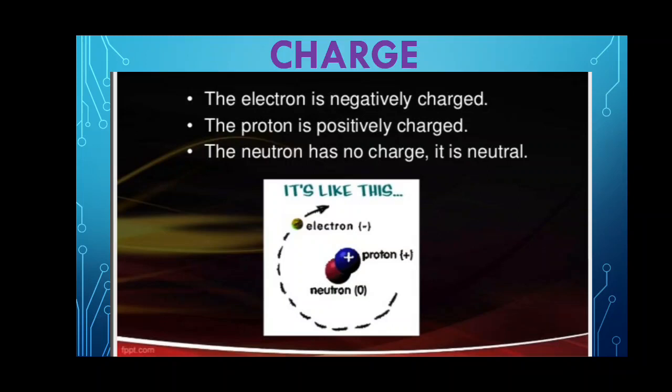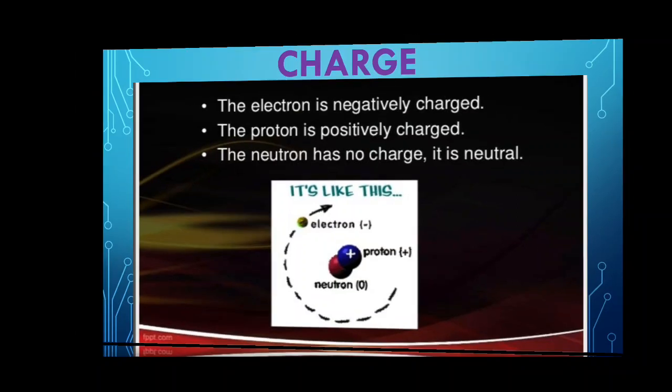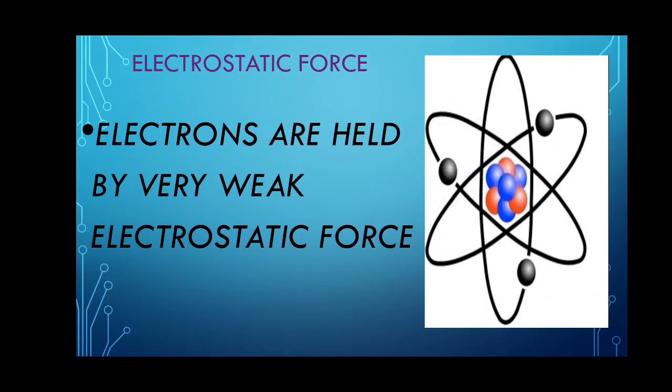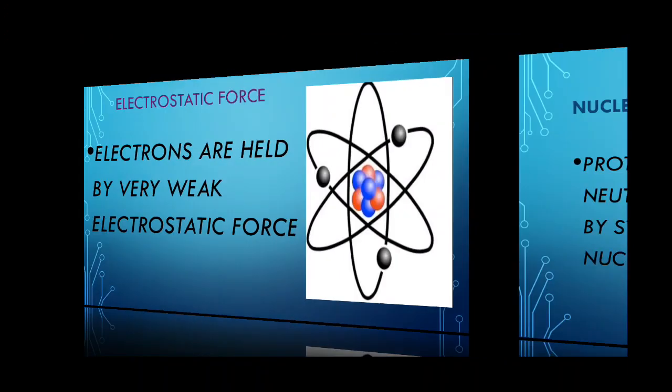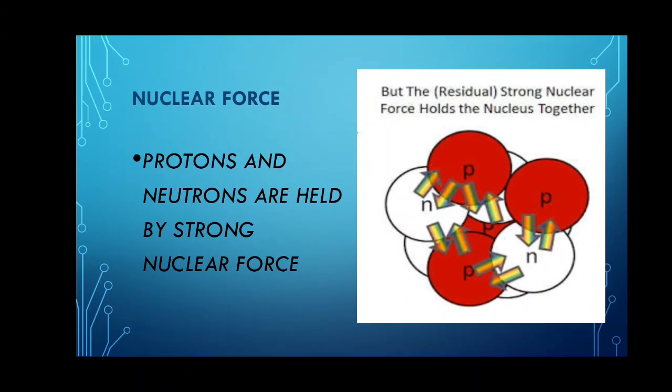Before we go to the word charge, you should know that the electrons are very weakly held by the electrostatic force, and the neutrons and protons are held by the strongest nuclear force in the world. So it is very difficult for us to remove a proton or a neutron from the nucleus, but it is very easy for us to remove an electron. So atoms can either gain electrons or lose electrons.